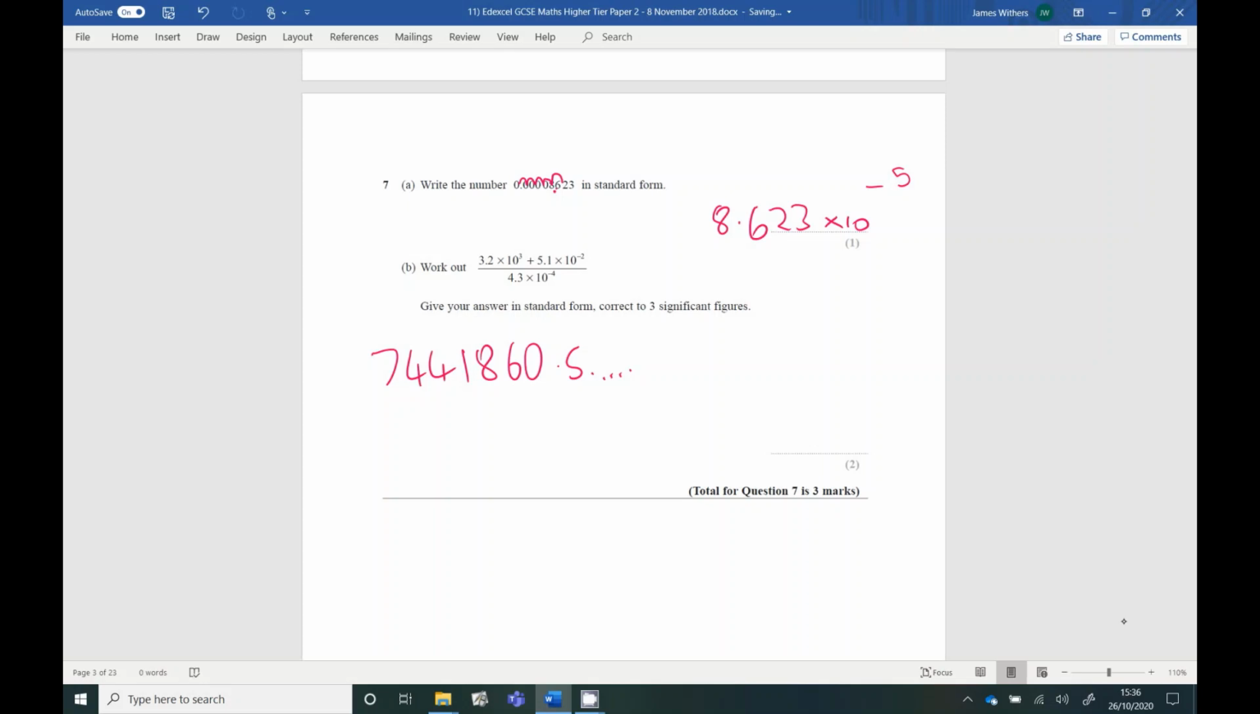Okay, so we've got to give our answer correct to 3 significant figures in standard form. So again, the first number's got to be between 1 and 10. So that's going to be 7 point something. Now 3 significant figures, so that's 7.44 times 10 to the positive power on this occasion.